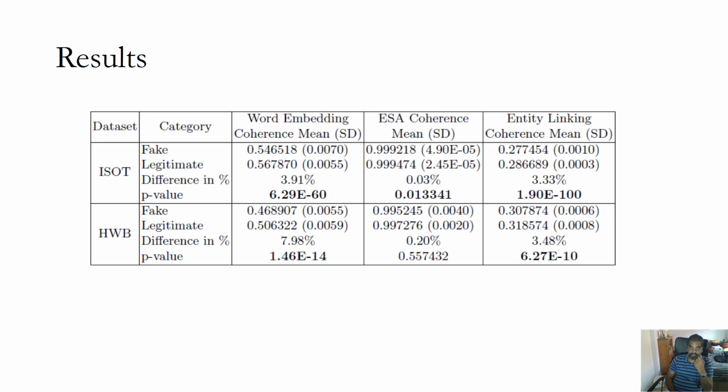For ESA, the differences are much milder, and some of them are not even statistically significant. Whereas for the entity linking coherence assessments, we again see statistically significant results. However, the difference between the scores is not as large. We have a detailed analysis in the paper, so please feel free to go through that. The largest difference is observed for the word embedding coherence scores, which indicates that if you're looking to assess coherence with an eye on differentiating between fake and real news, you may be better off using word embedding coherence scores as against ESA and entity linking coherence scores.